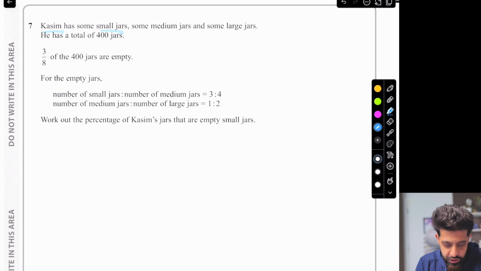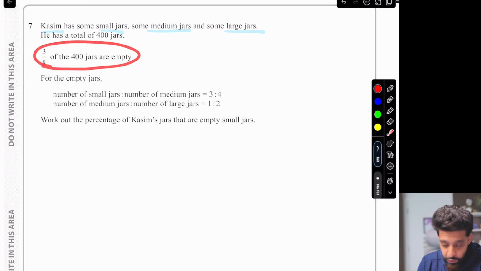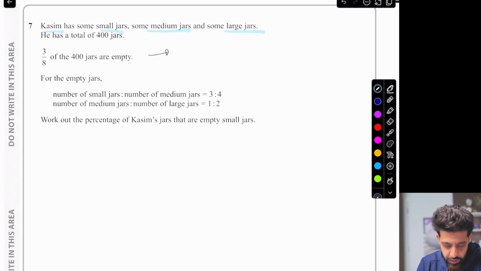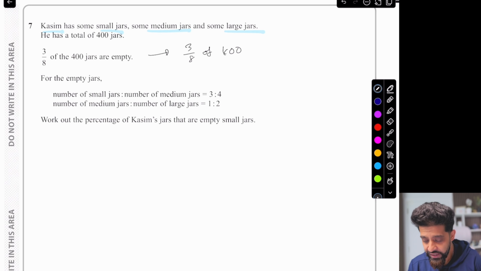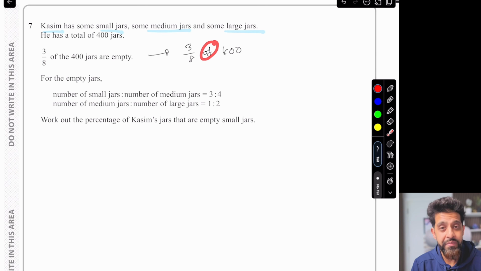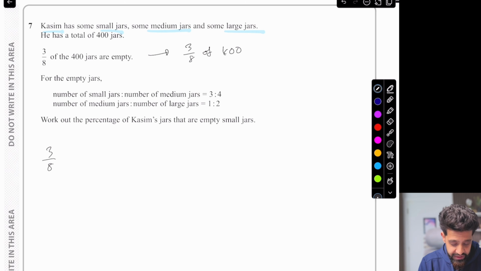Qasim has some small jars, medium jars, large jars, and he has a total of 400 jars. 3/8 of the jars are empty. Let's focus on that straight away. So we need to work out 3/8 of the jars, which is of 400, and we know that it's empty. Now, in mathematics, of means times. So literally, we're doing 3/8 times 400. This is our empty jars, by the way. How do we do that?